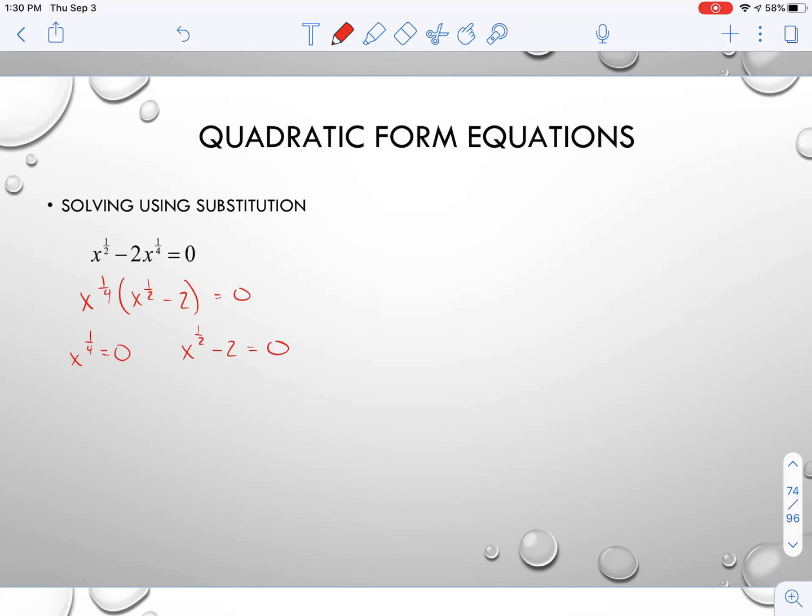If I raise both sides to the 4th power, 0 to the 4th is still 0, so x equals 0. In my second equation, I need a couple extra steps to solve this. First thing I'm going to do is add 2 to both sides. So I'm going to have x to the 1/2 equals 2. And now that I've isolated that x to the 1/2, I can square both sides to cancel this out. And I'm going to end up with x equals 4.